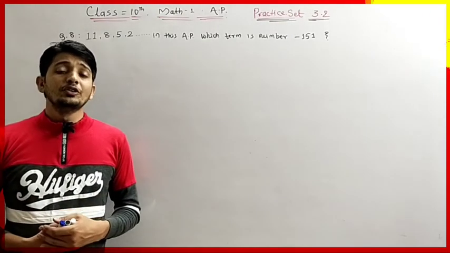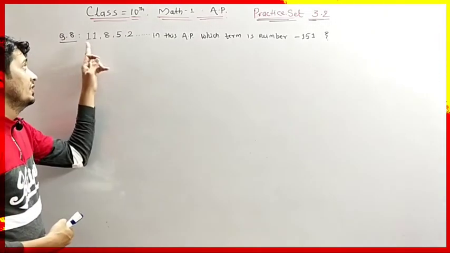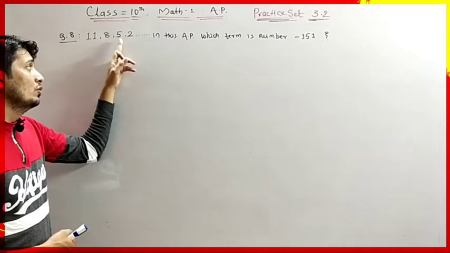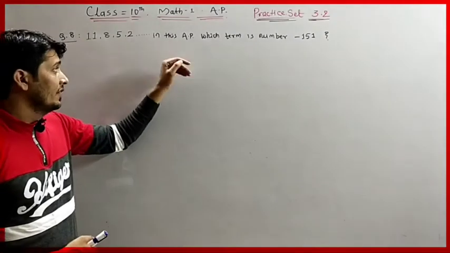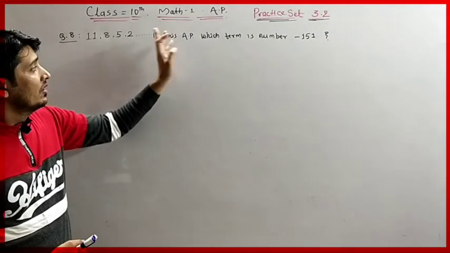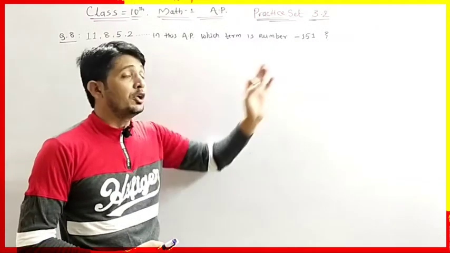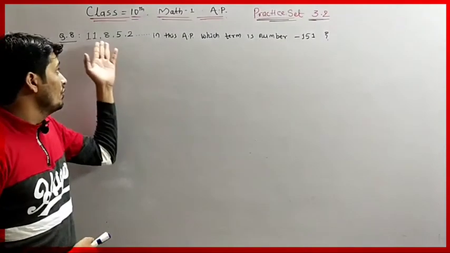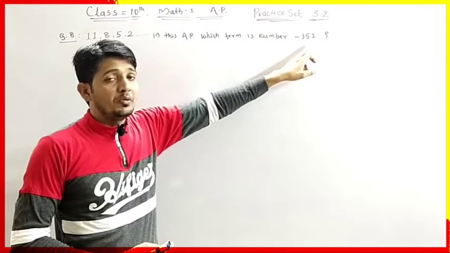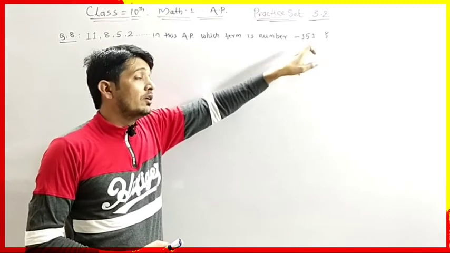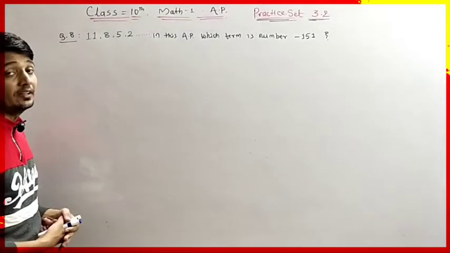So now we will solve the 8th problem. Okay, so the 8th problem says 11, 8, 5, 2 is our arithmetic progression. In this arithmetic progression, which term is number -151? So if we extend this arithmetic progression up to -151, we have to identify which term it is. So we have to find the nth term.